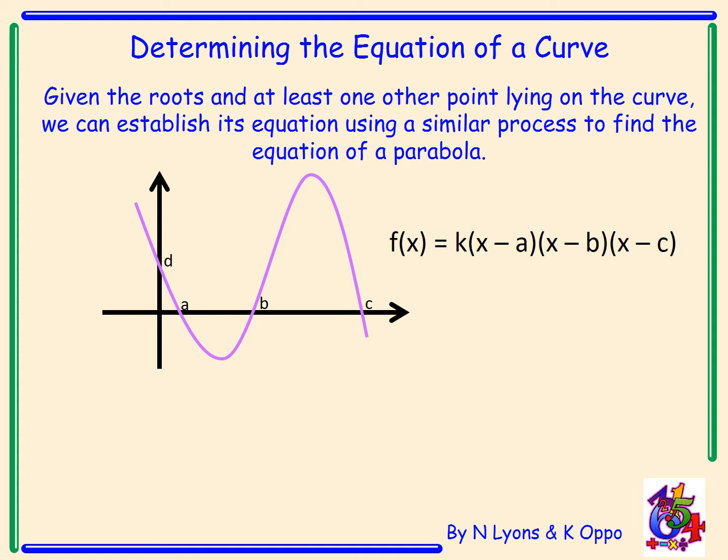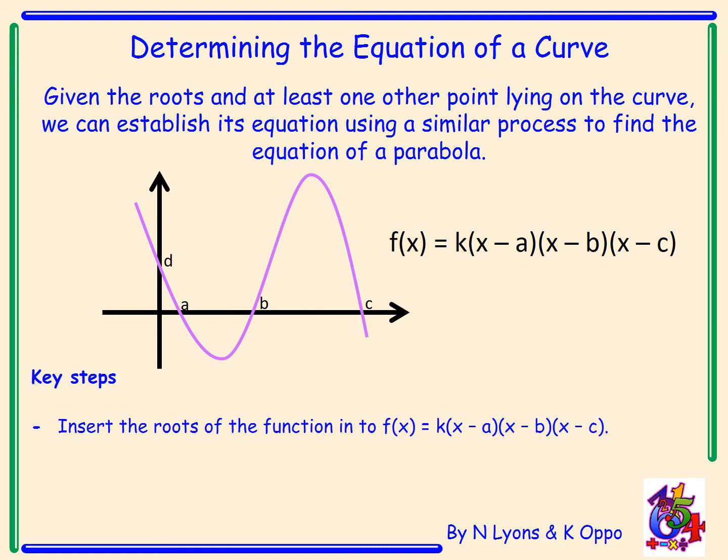In this example here, a, b and c are our roots, which will give our brackets x minus a, x minus b and x minus c. However, the function may also have a constant k which we need to find, and you can see we have one other point given to us, which is point D, which will help us do this.